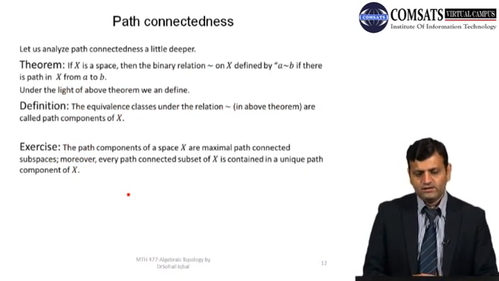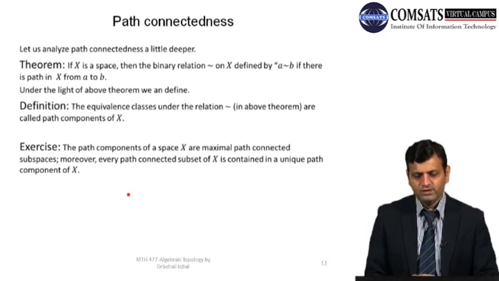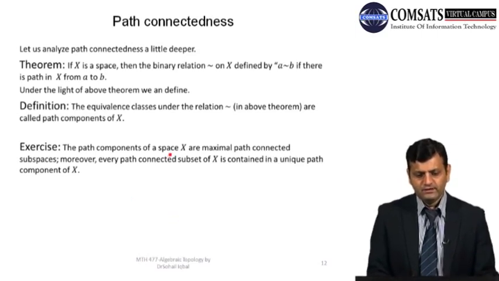The equivalence classes under the above equivalence relation defined from path connectedness are called path components of X. So the path components of a space X are maximal path connected subspaces. Moreover, every path connected subset of X is contained in a unique path component of X. So given any space X, this space has maximal path connected subspaces which are basically equivalence classes of this equivalence relation.